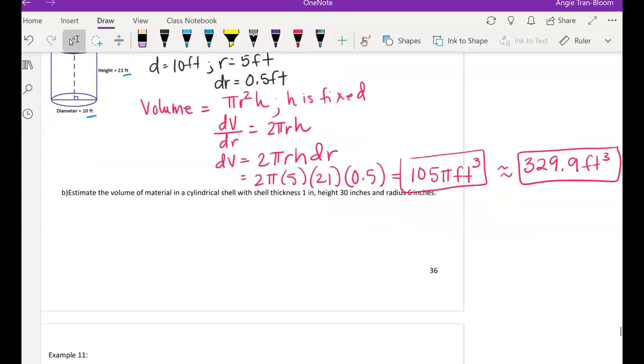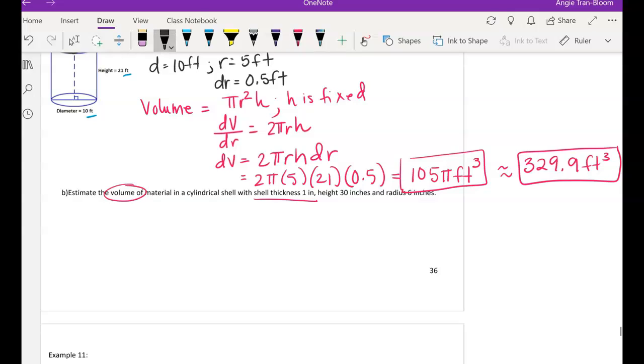Estimate the volume of material in a cylindrical shell with the shell thickness now being 1 inch, and they give you a new height, a new shape. The new height is 30 inches, and the radius is 6 inches. So same thing, it says estimate the volume.